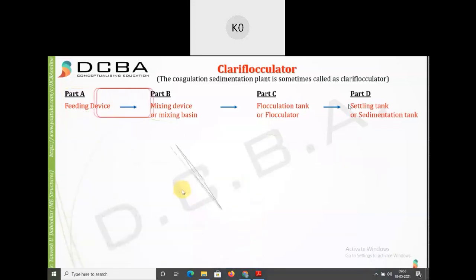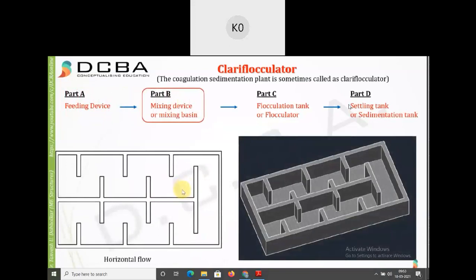Let us move to part B, which is the mixing device or mixing basin. Now, after you have put the coagulant inside your water, that coagulant has to be properly mixed inside the water, right? So first we allow that mixing through a mixing basin. This is the plan of that mixing basin, and here you can see I have drawn it in a 3D shape. So when the flow happens, it has to go through these walls, and automatically the coagulant is mixed. These walls are called baffle walls.